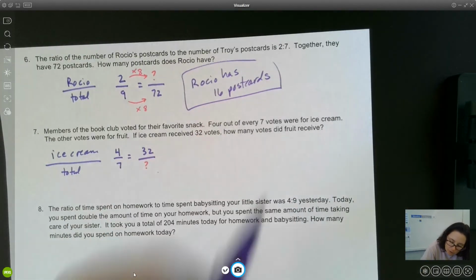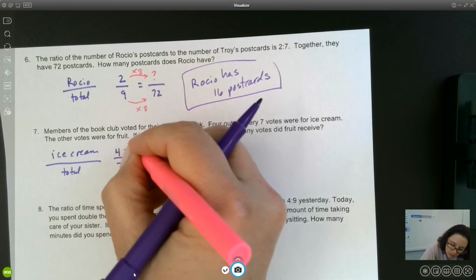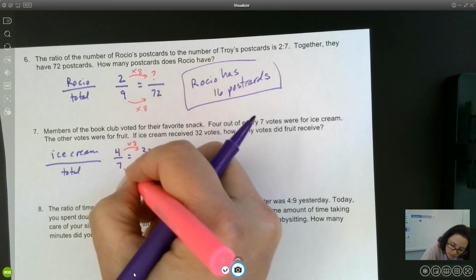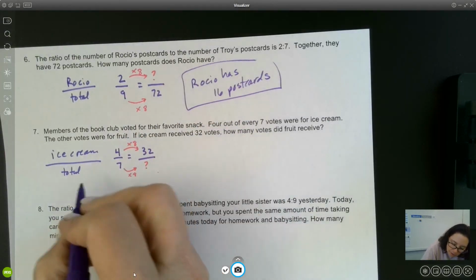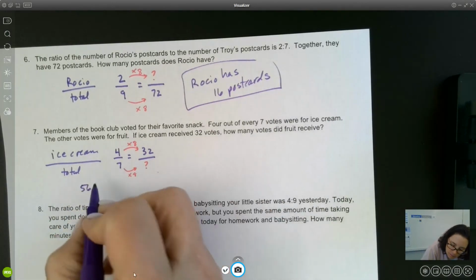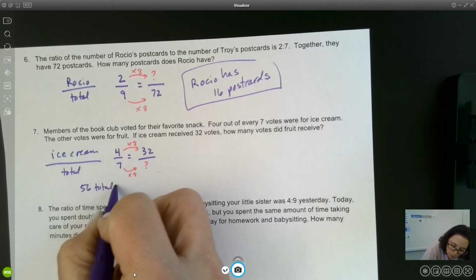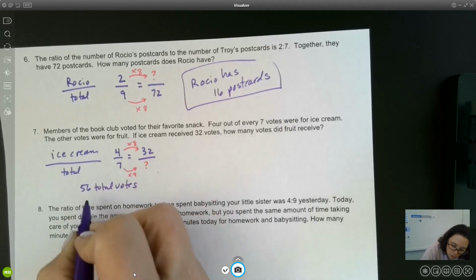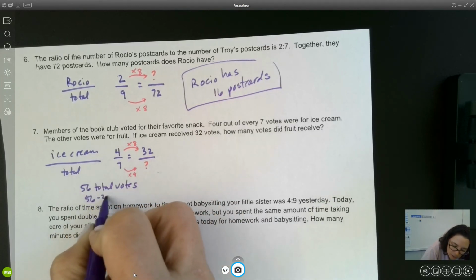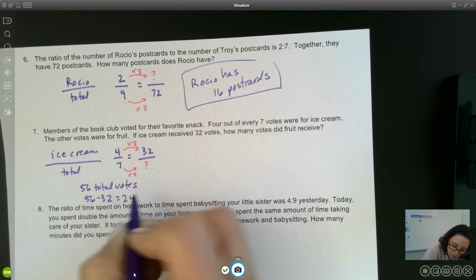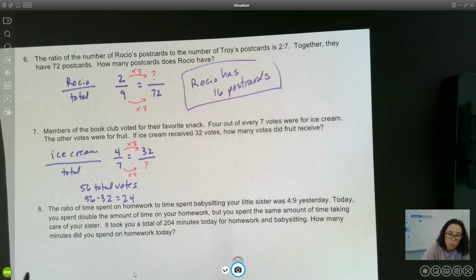Okay, so if we multiply this by 8, this has to be multiplied by 8. So 56 total votes. So we would have to do 56 minus 32 to get 24 for fruit. Okay, that's one way to do it.